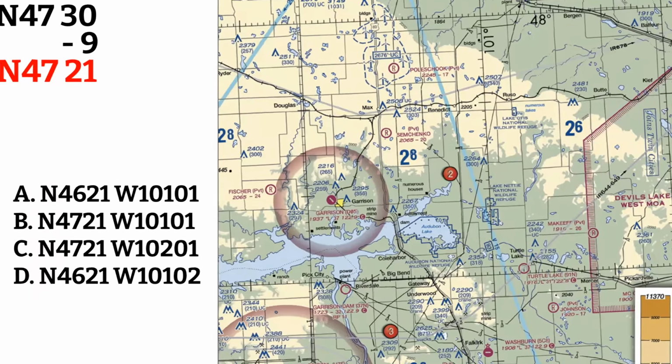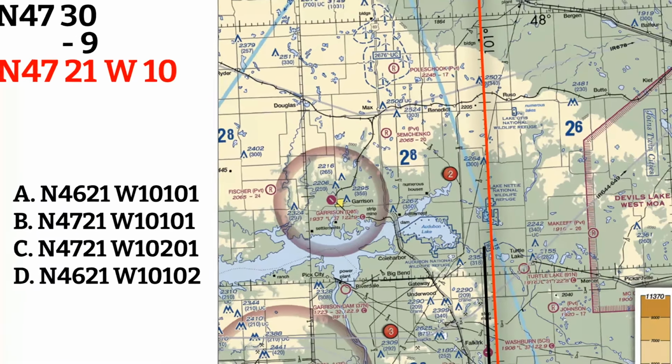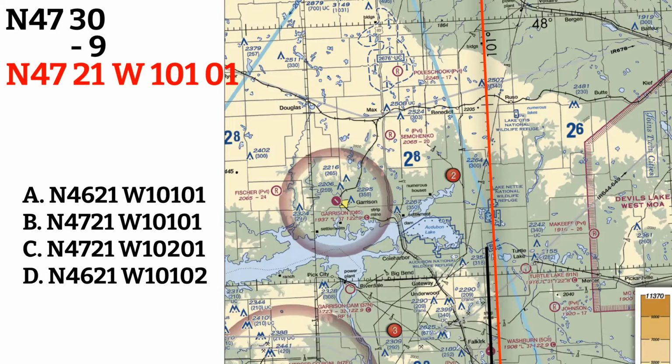Now let's find the longitude. Well, that's too easy. We're literally 1 minute west of the 101 degree marker. So we've got 101 west and 1 minute. So you can see that north 47 degrees, 21 minutes, west 101 degrees and 1 minute is our answer.